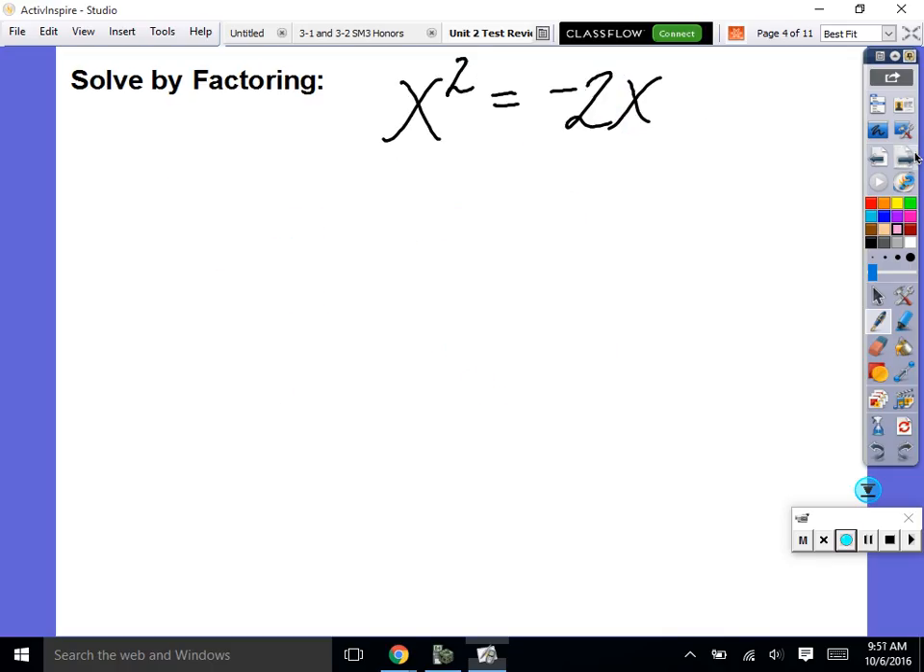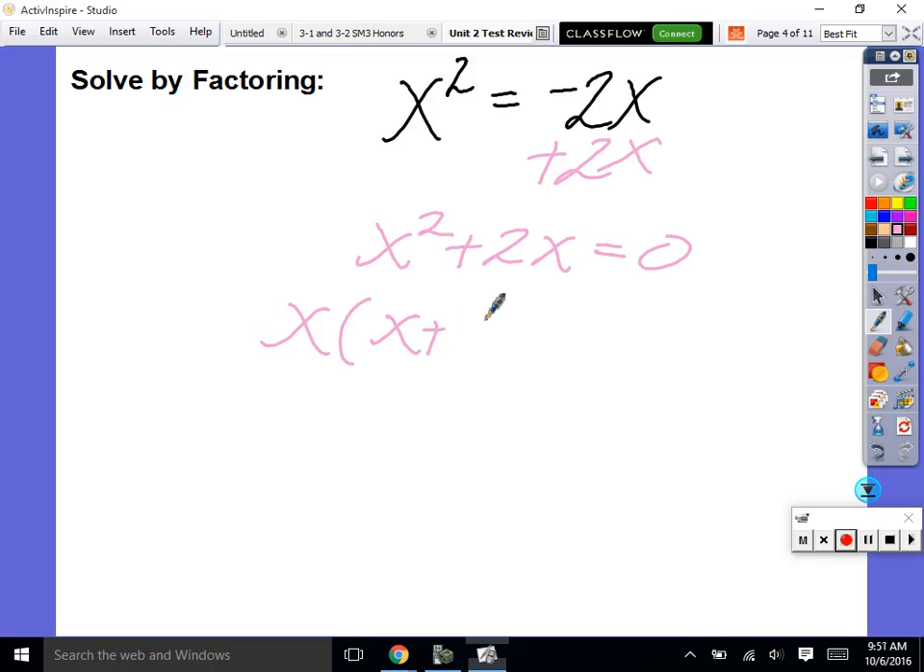So if you have this one, we would bring this 2x over, so we would add 2x. So that's x squared plus 2x equals 0. We'll solve it by factoring. This one has a GCF, a greatest common factor. So we'll factor out x, then left would be x plus 2, right?